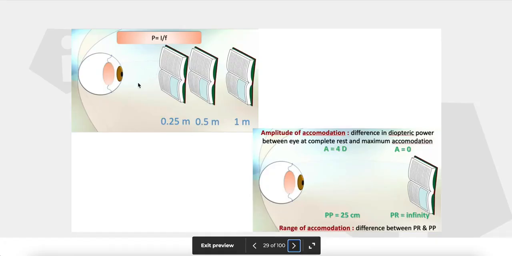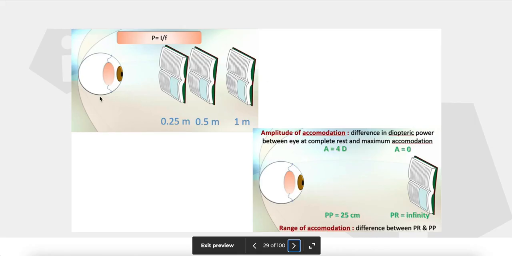As we mentioned before, here is the relation between the power of accommodation and the focal length or the distance. Power equals 1 divided by focal length. In order to see an object at 25 centimeters, the eye should exert accommodation of 4 diopters. If the eye wants to see an object at about 50 centimeters, it should exert around 2 diopters. If the eye wants to see an object at 1 meter, it should exert about 1 diopter. And according to the question, if the eye wants to see an object at 2 meters, it should exert accommodation of 0.5 diopters.